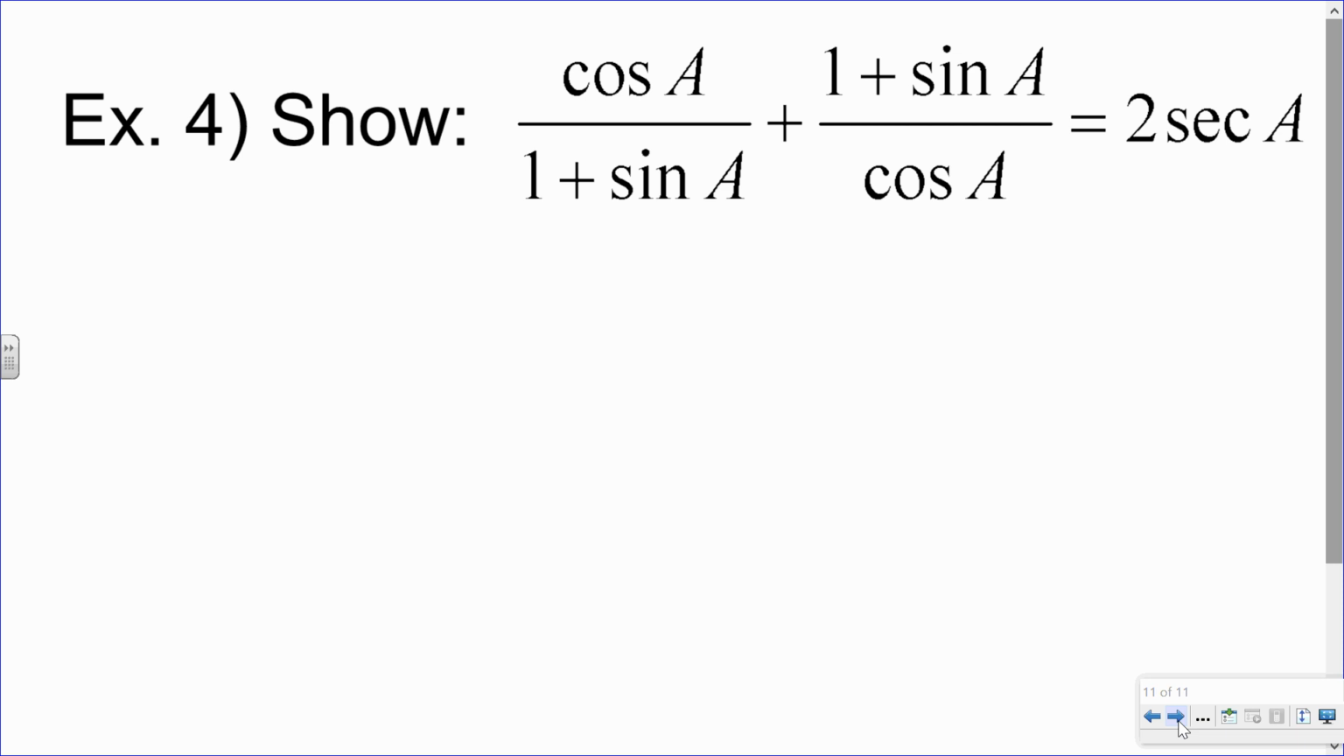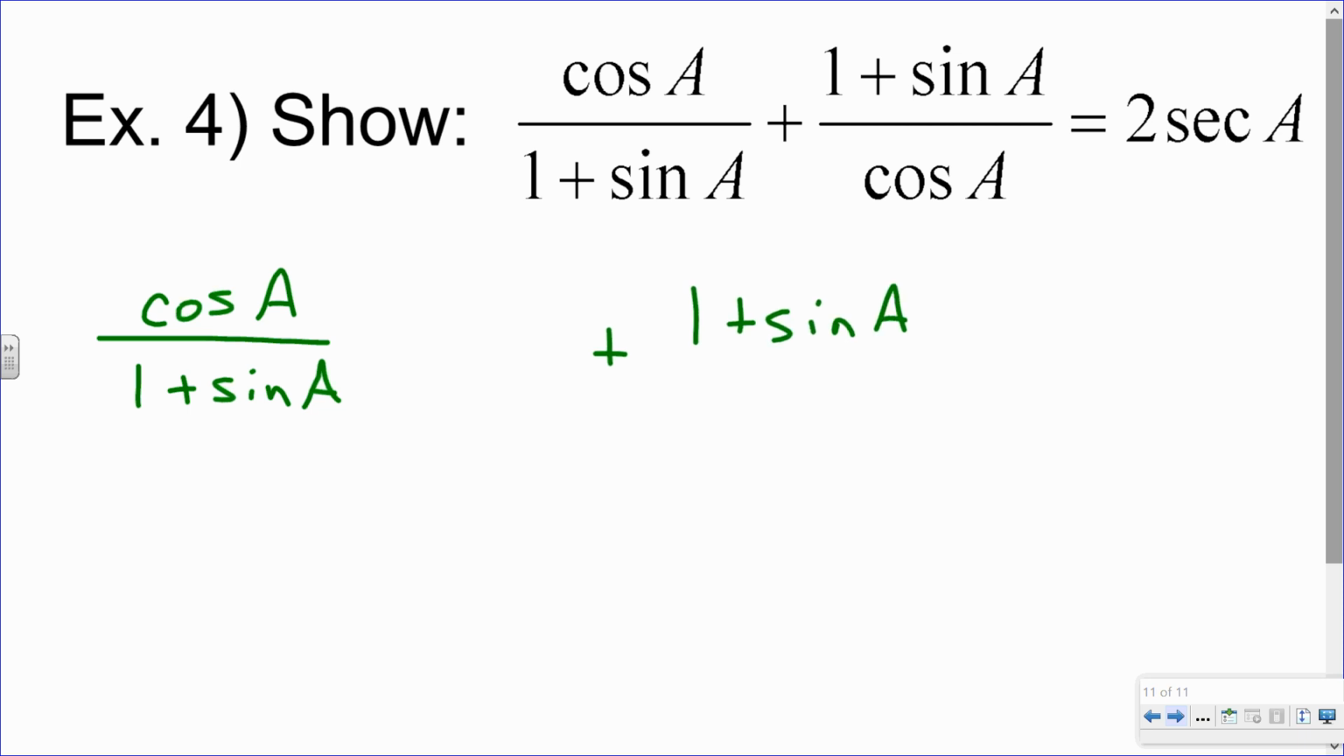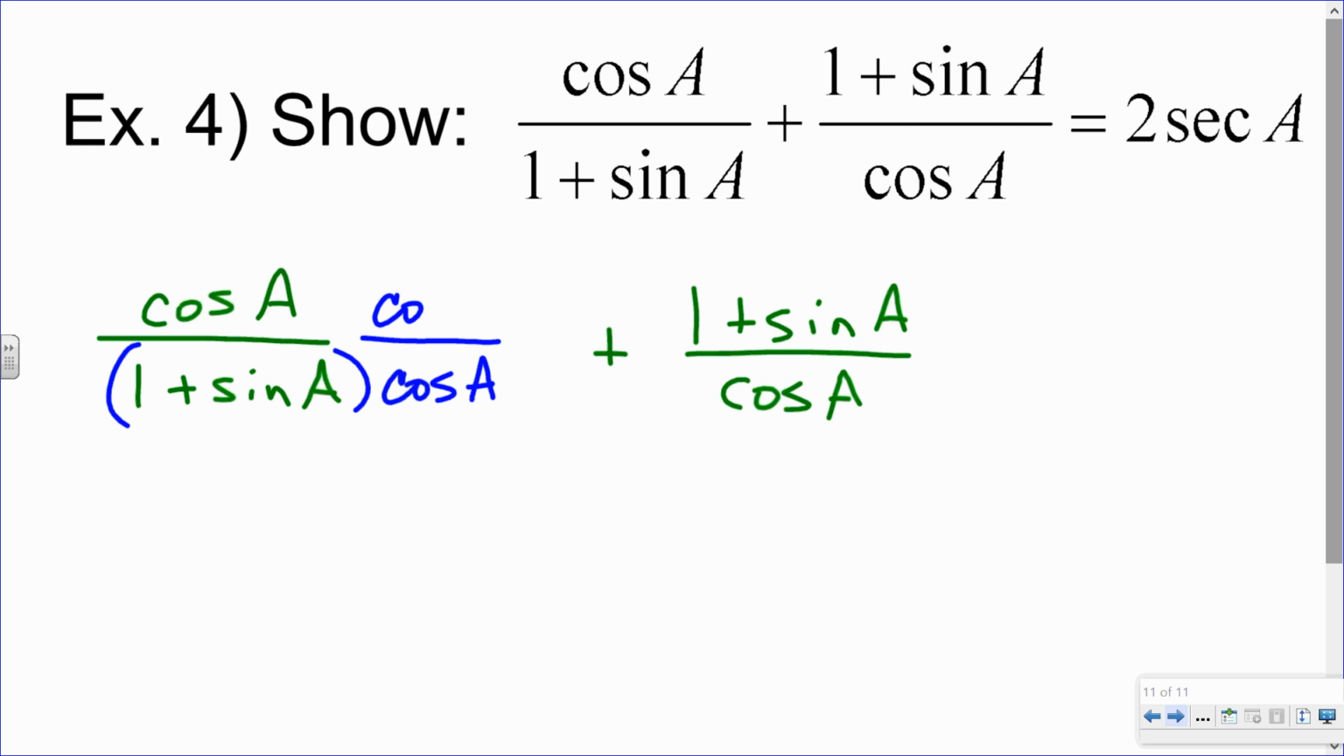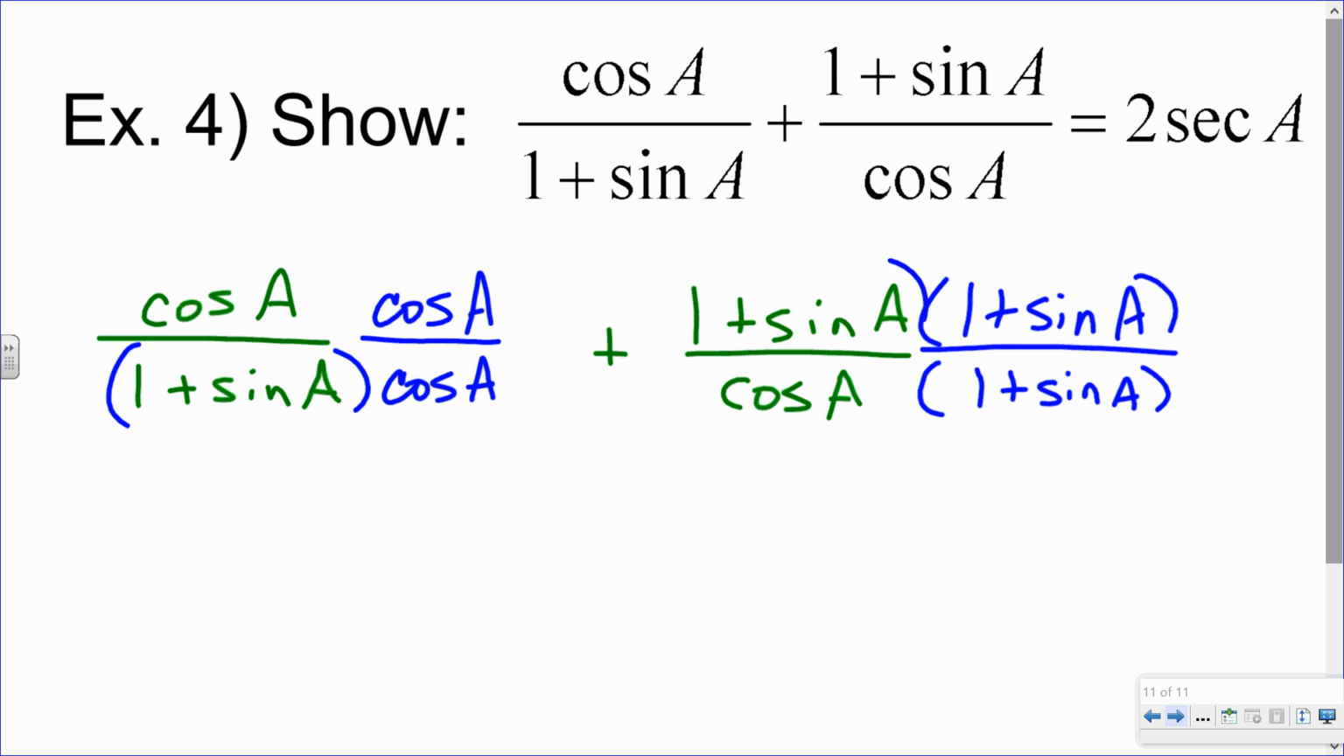So again, I'm going to leave myself some space. I'm going to write down the left side: cosine A over 1 plus sine A plus 1 plus sine A over cosine A. I'm just leaving some room to work in there. Common denominator is going to need to be cosine A times the 1 plus sine A. So this one I need to show that I'm multiplying numerator and denominator by cosine A. For this one I have the cosine A, but I need to multiply it by 1 plus the sine of A. So I need to show that I am multiplying numerator and denominator by 1 plus the sine of A.